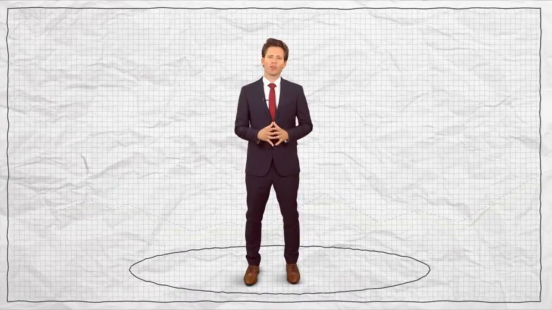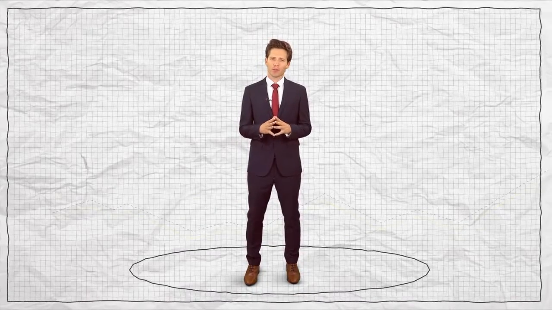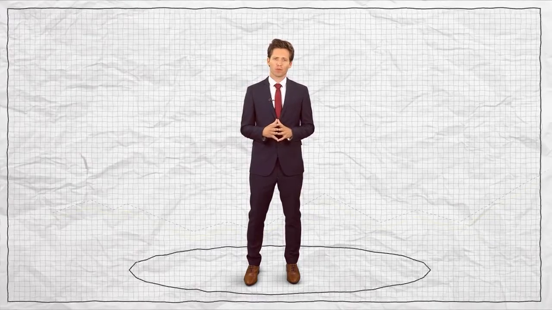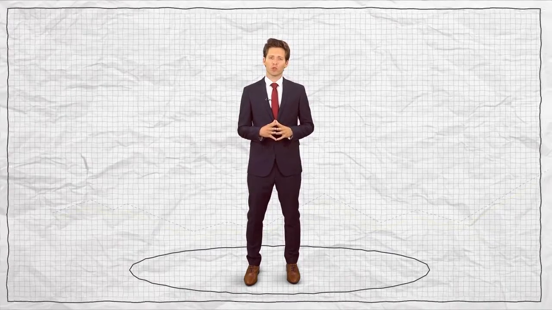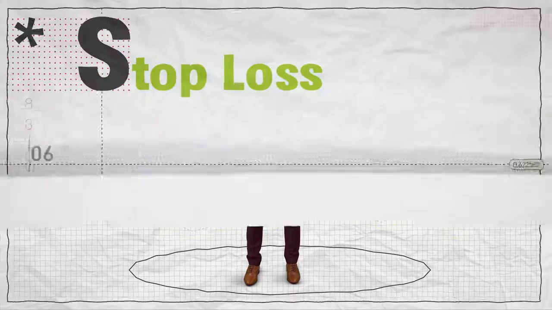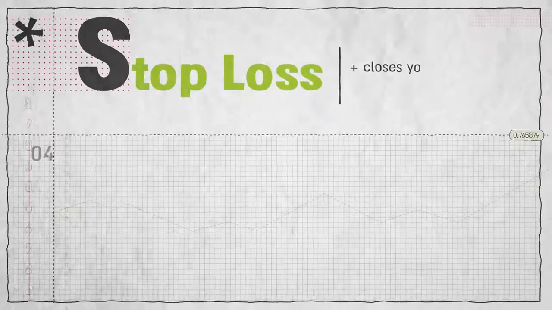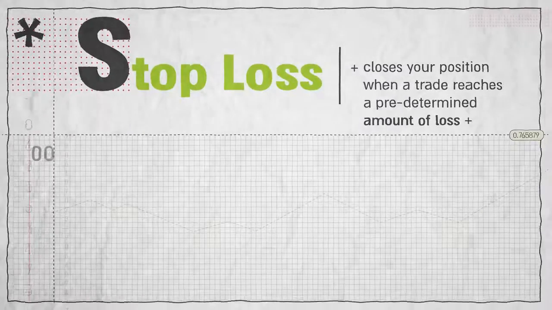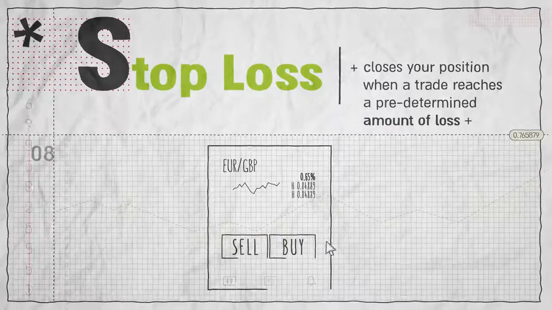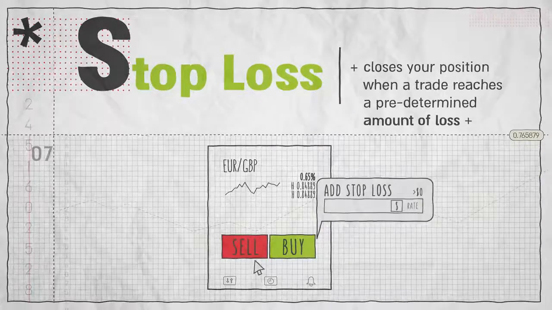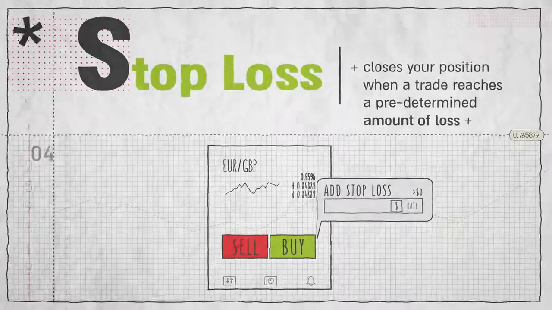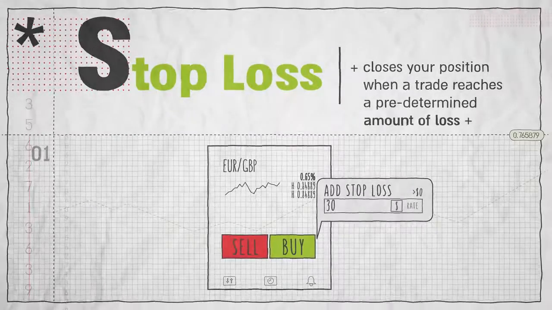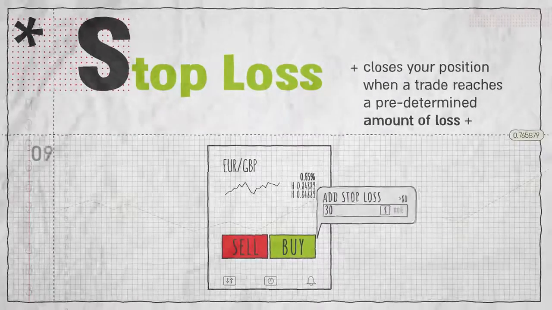We talked about the different built-in features and risk management tools UFX has in place, but it's up to you to take action. UFX has several tools to help you achieve this. Stop loss. This feature closes a position when a trade reaches a predetermined amount of loss. Let's say that you want to open a buy position on the Euro-GBP currency pair. You may decide that you want your position to close after losing 30 euros if it's going against you. This is the amount you're willing to risk.